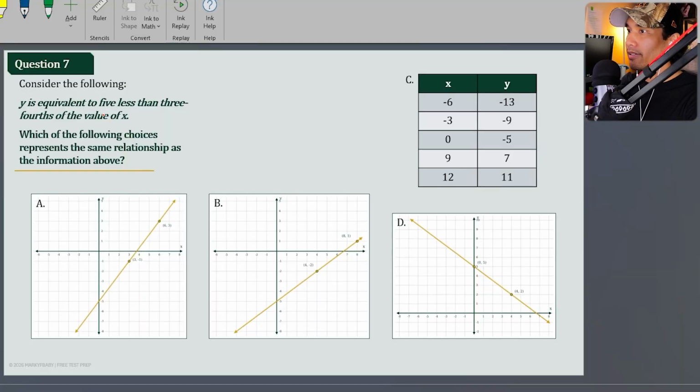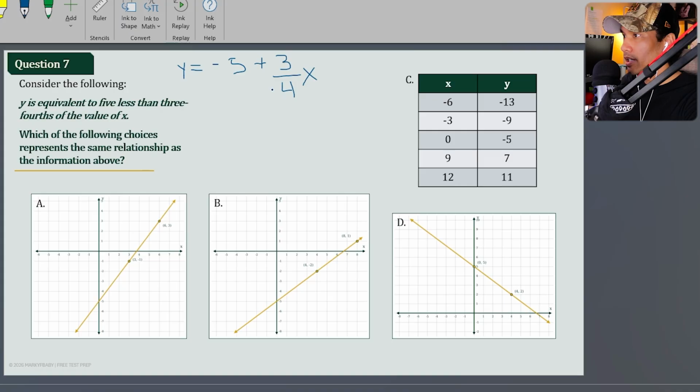So, let's go ahead. Question number 7. Y is equivalent to 5 less than 3/4 of the value of X. Now, this is a word formatted question, so let's just go ahead and write it down. Y is equivalent to 5 less, so 5 less is minus 5, okay? 5 less than 3/4, that's a positive 3/4 of the value of X. So there you have it.